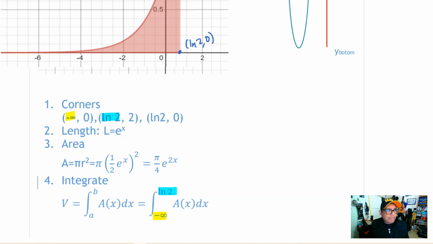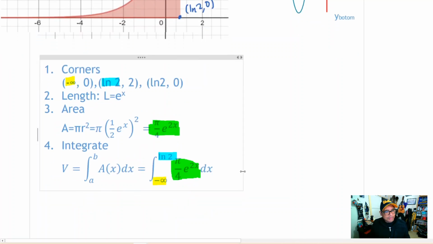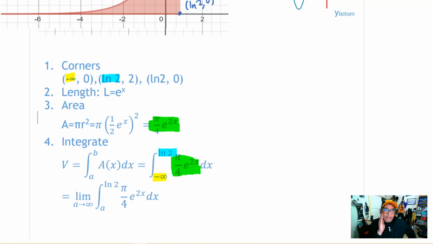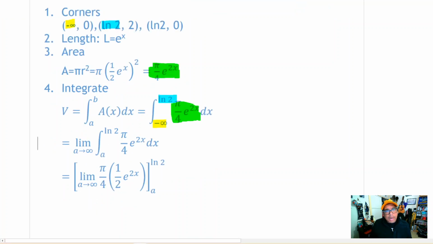And then my area formula is pi over 4 e to the 2x. And that should get me well on my way. I notice that we have a lower limit that's negative infinity, so we're going to replace that. Pi over 4 is constant, and the antiderivative of e to the 2x is 1/2 e to the 2x. Now we're just going to substitute our limits.